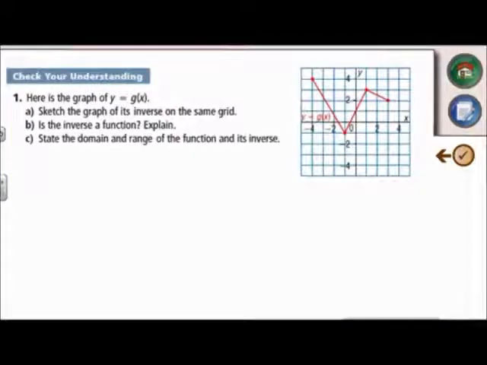All right, example number 1 here. Sketch the graph of the inverse, and is the inverse a function? Then the domain and range. Oh boy. Okay, so let's start with, what is a function? We got to remember that. A function, if we remember, passes the vertical line test. Every vertical line that you draw only crosses the graph once.